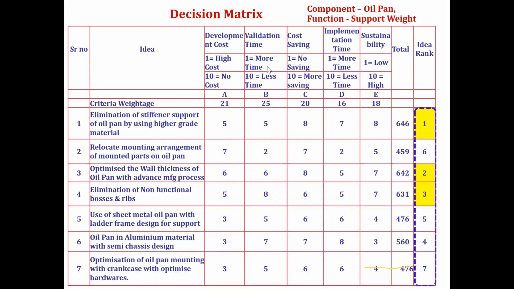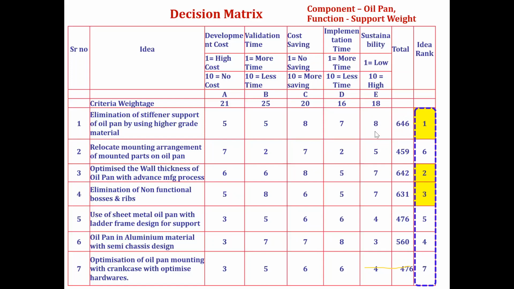Similarly, for the validation time, they give the rating individually. Similarly, for cost saving, they give the rating individually. For implementation time, they give the individual rating. And for sustainability, they give the individual rating. Now what you have to do is add all the things, so you have to multiply: 21 into 5 plus 25 into 5 plus 20 into 8 plus 16 into 7 plus 18 into 8. Overall, you get 646.